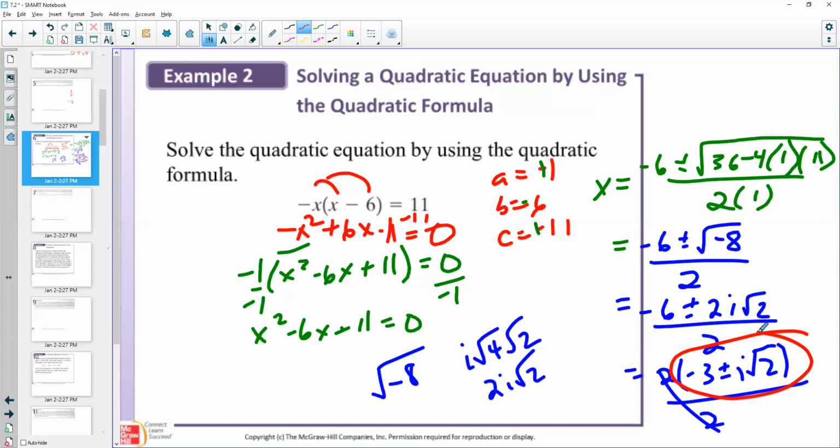Keep in mind, it's okay to factor out at this last step. But what you can't do is just cancel out the 2 here and the 6 here. If you do, you would have to do it to all 3 parts. Okay. You can't just do one part.